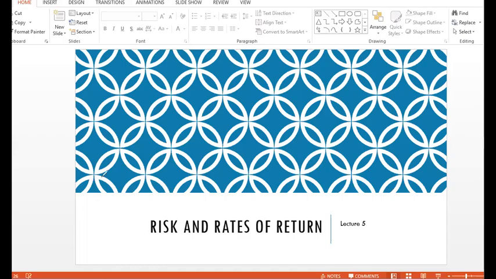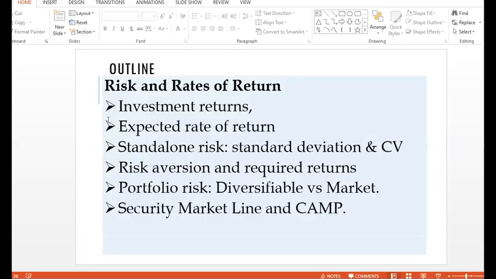Today's topic is risk and rates of return. This is the outline. We will cover the following topics: investment returns, expected rate of return, standalone risk, standard deviation and coefficient of variation, risk aversion and required returns, portfolio risk, diversifiable and market risk, security market line and capital asset pricing model.